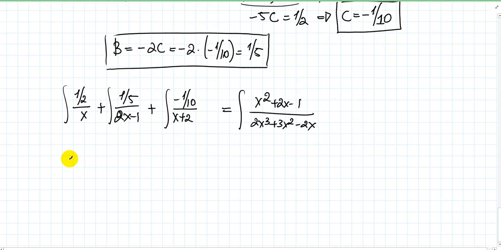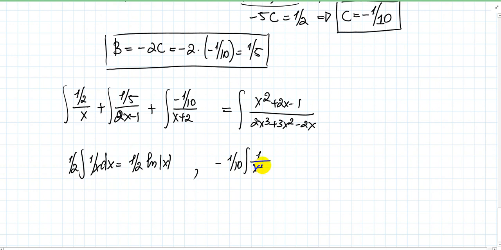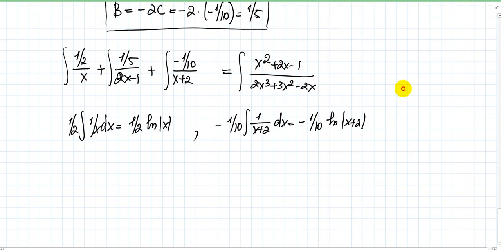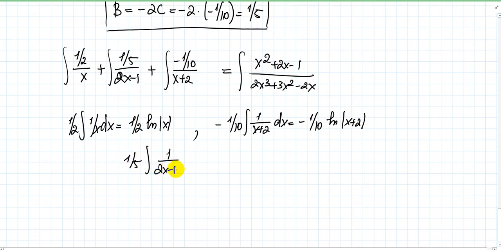So what is the integration of 1 over x dx? It is ln of x, times 1 over 2. What is the integration of minus 1 over 10 times 1 divided by x plus 2? It is minus 1 over 10 ln of x plus 2. And what is the integration of 1 over 5 times 1 over tx minus 1 dx? 1 over 10. Good. Good. 1 over 10 ln of tx minus 1. Right? Plus the constants.